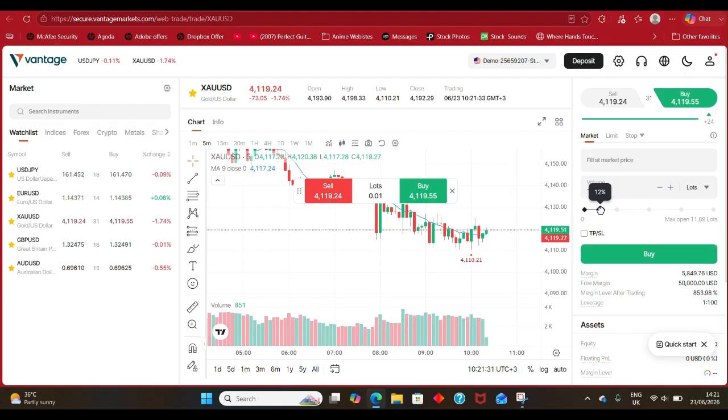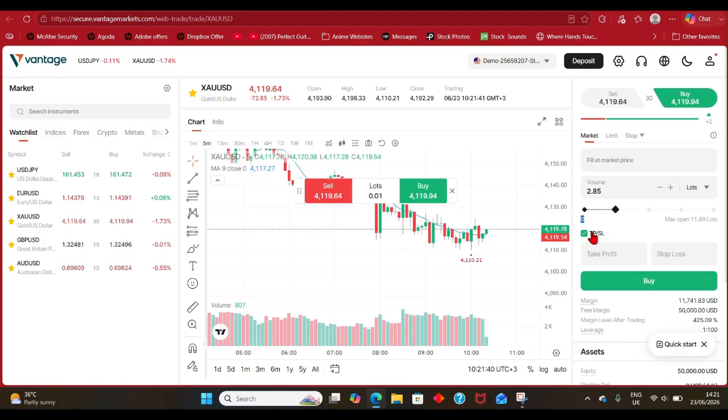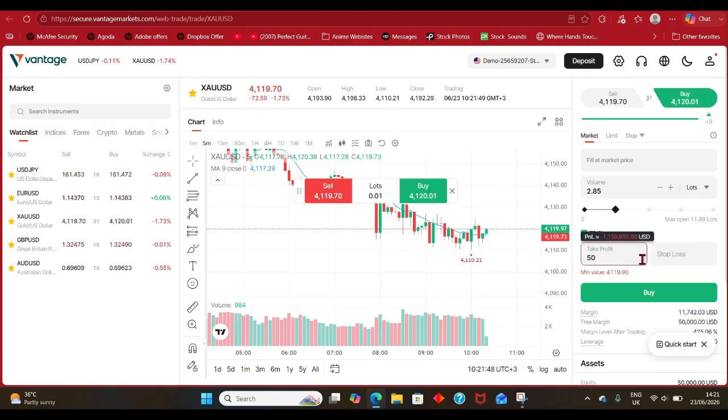So go ahead and select how big of a trade that you want to do. Here we can select take profit and stop loss. So this will be in the dollar value. So go ahead and do all this.